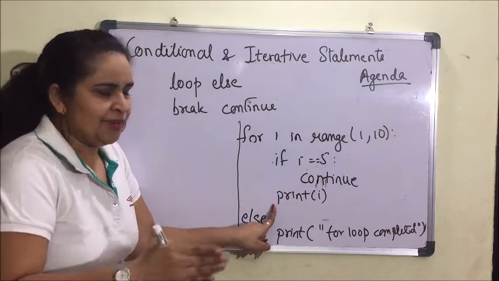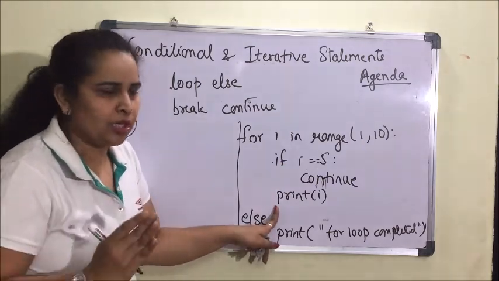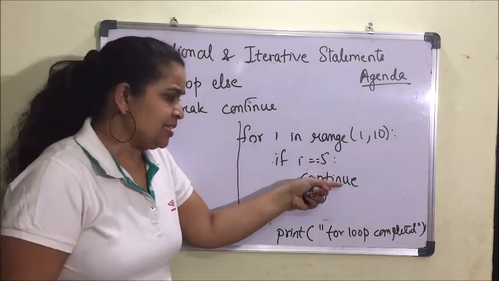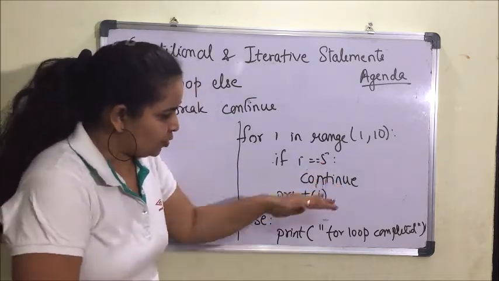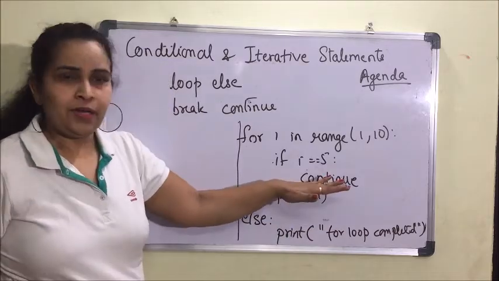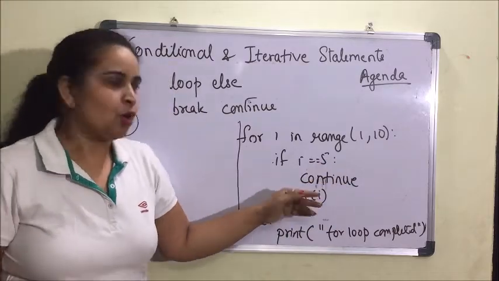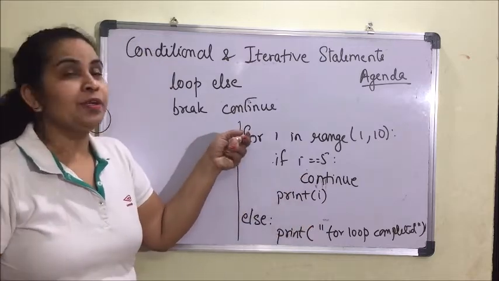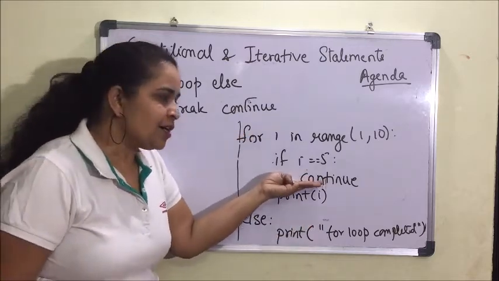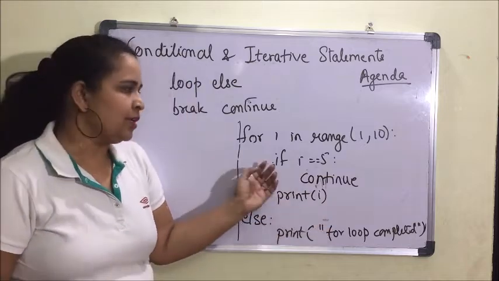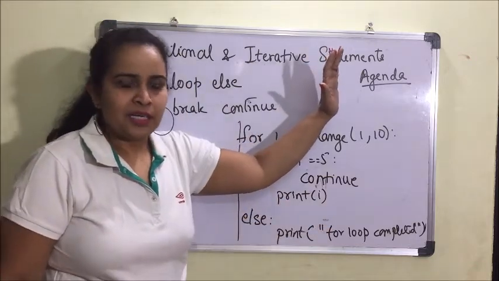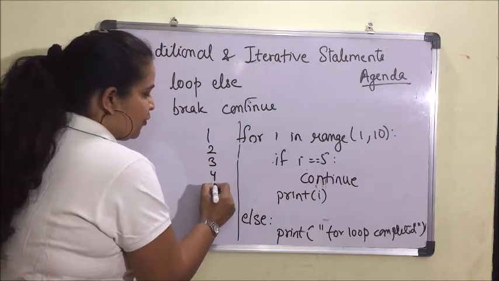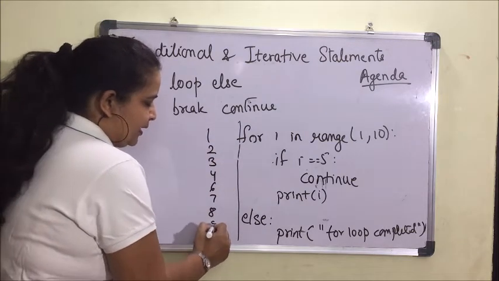So, it will print. It will keep on printing 1, 2, 3, 4. When the value of I is 5, continue means it will not execute the further statements. Whatever statements were there in the for loop, those statements will not be executed and directly it will go to the next iteration. Means after continue, nothing will be executed and directly it will go to the next iteration. So the output will be 1, 2, 3, 4, 6, 7, 8, 9.